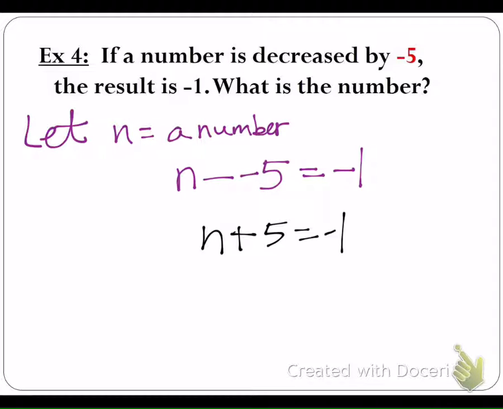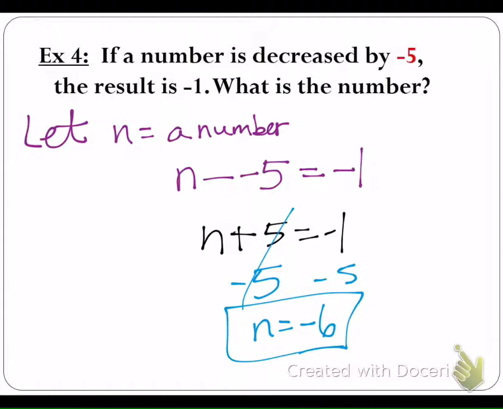So then what? Subtract 5 from both sides. n equals -6. Good. Questions?